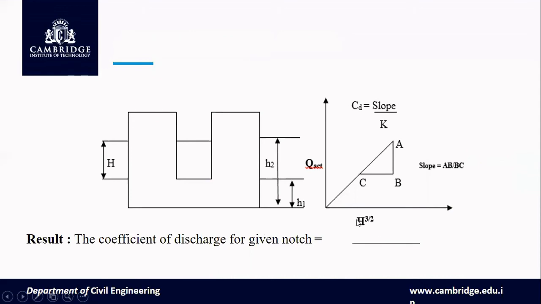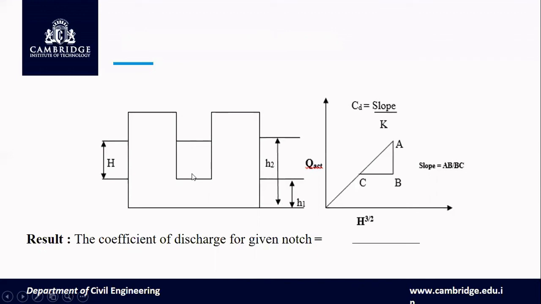If you want to find the Cd value graphically, you have to plot a graph of H to the power of 3 by 2 versus Q actual. Once after plotting the graph, you take one straight line, and from that linear line, take one slope. The slope will be given by AB by BC. Once after calculating the slope value, substitute it here, divided by K, the constant from the previous step for the rectangular notch, and you will get your Cd value. That is the Cd value you get graphically. This figure represents the front shape of the rectangular notch.